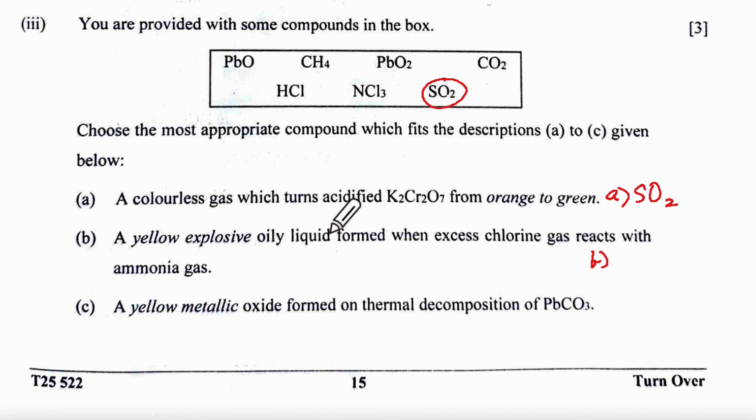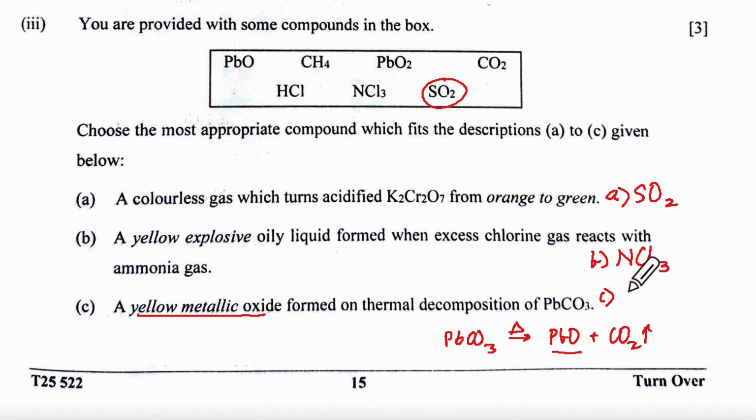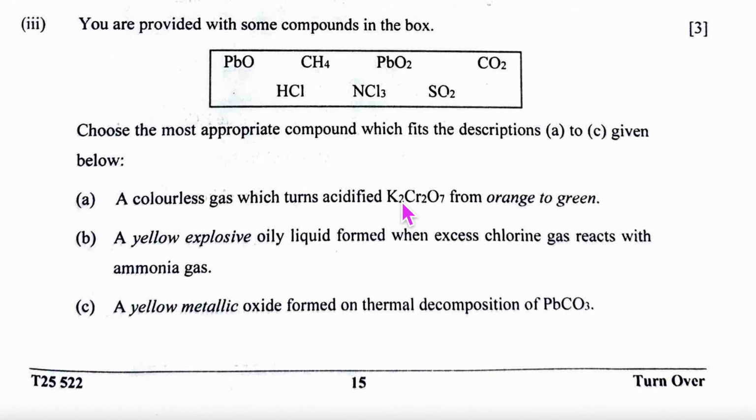The yellow explosive oily liquid when excess chlorine reacts with ammonia is NCl3. That is the reducing property of ammonia. And the yellow metallic oxide formed by thermal decomposition will be from PbCO3. On thermal decomposition, it will become PbO plus CO2. If they had to ask you the gas evolved, then CO2. But yellow metallic oxide would be PbO. Where is PbO? Here it is. Okay, so that would give you your full 3 marks.